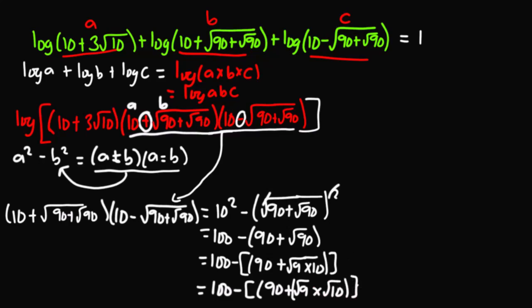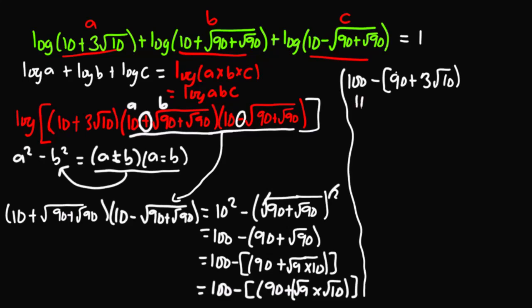That is applying the property of surds. Now let me continue here. So this gives 100 minus, into bracket, 90 plus root of 9 is 3, and 3 times root of 10 is 3 root 10. So this gives 3 root 10. And so this gives us 100 minus, expanding the bracket, 90 minus 3 root 10. And so 100 minus 90 is 10. So 10 minus 3 root 10. So what it means is that the simplification of these two multiplications yields 10 minus 3 root 10.